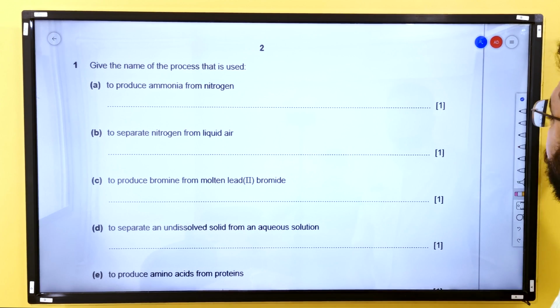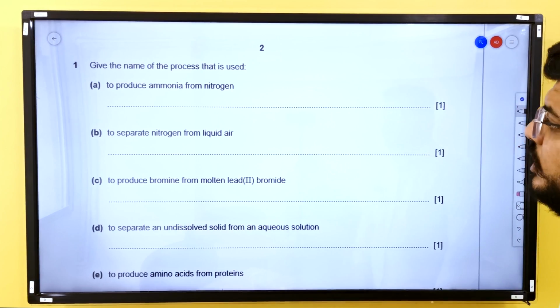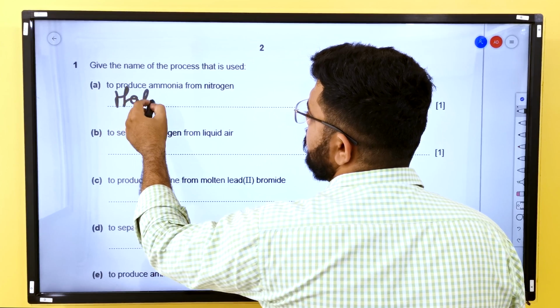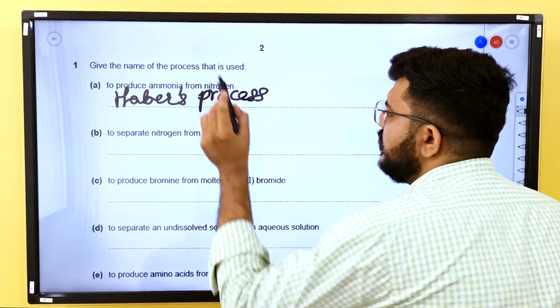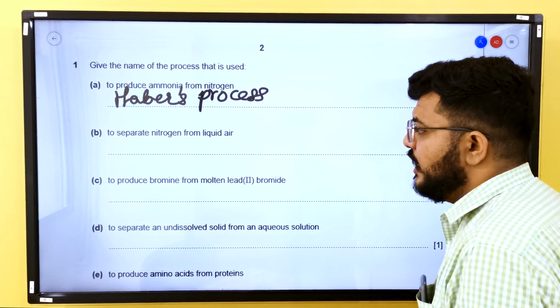Give the name of the process that is used to produce ammonia from nitrogen. That process is known as Haber's process. Right? That process is known as Haber's process. Okay. To separate nitrogen from liquid air.